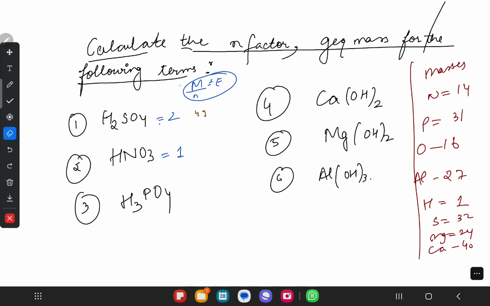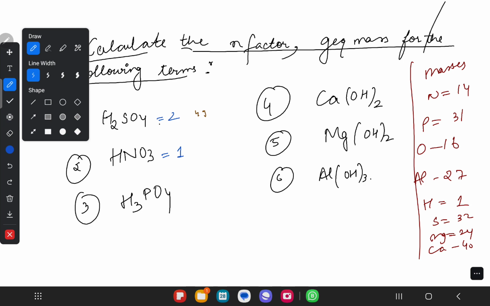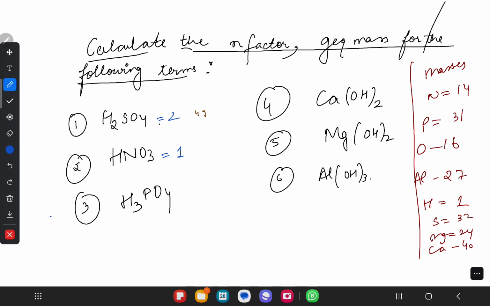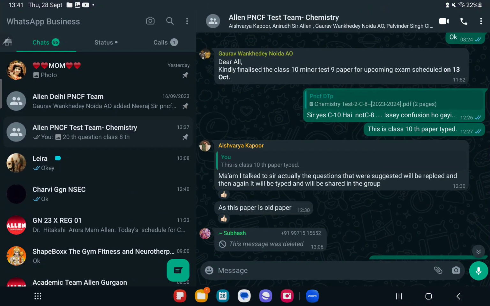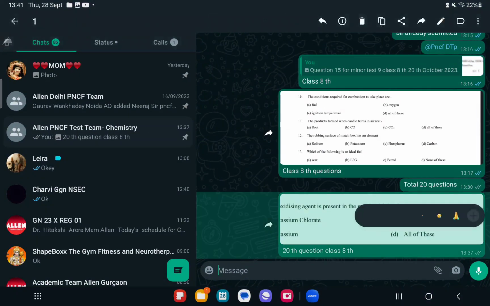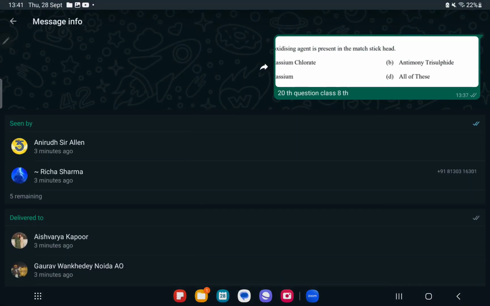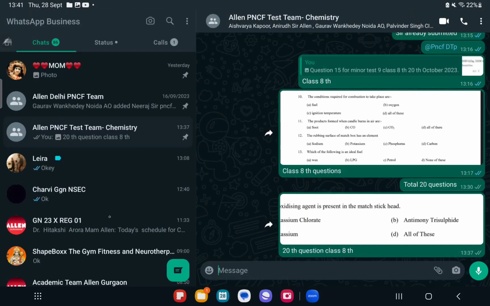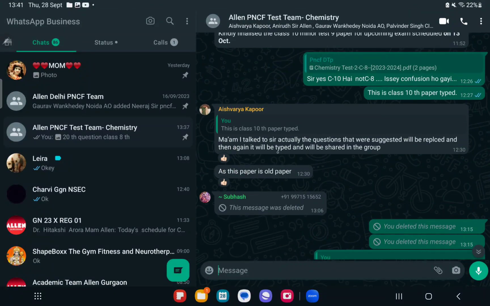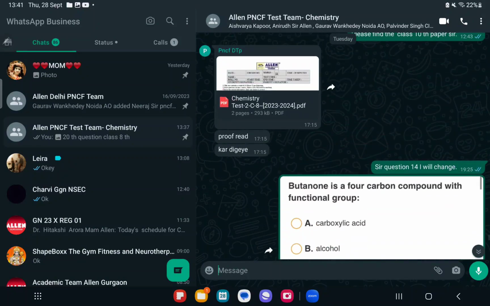Next, HNO3. 1 plus 14 plus 16 times 3 is 63, divided by 1. The N factor is 1.